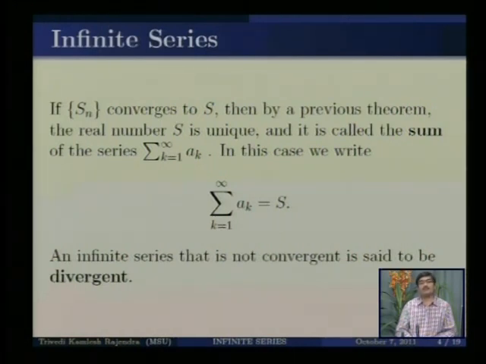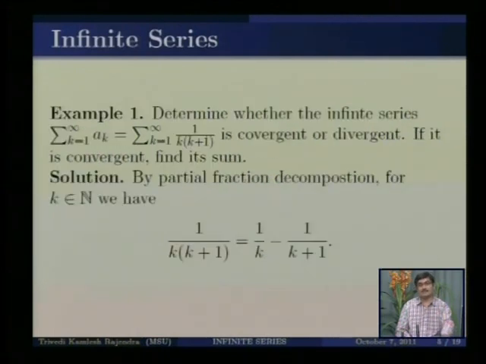As Kataria sir had just now proved, if a sequence is convergent, then it has a unique limit. So based on that theorem, if you are given an infinite series for which the sequence of partial sums is convergent, then we say that the series has the sum S, and that is the notation we adopt. If this is not the case, that is, if the sequence of partial sums is not convergent, then we say that the series is a divergent series.